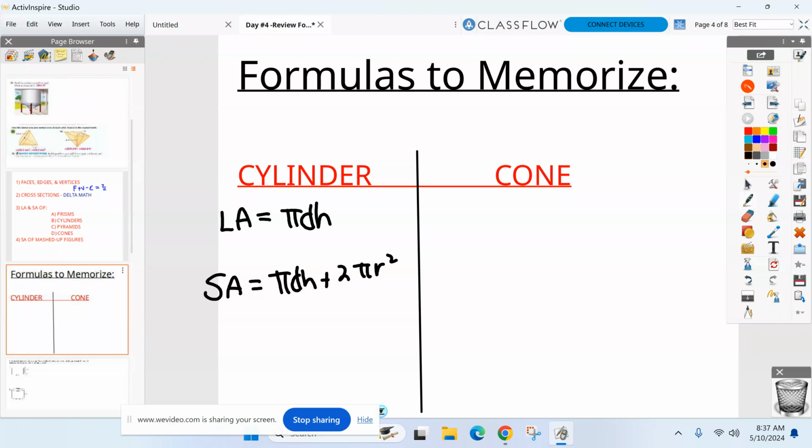Same thing goes with the cone. Lateral area we went over yesterday was pi RL. That's all I would remember. Because now for the surface area, what are you popping on? 1 circle.